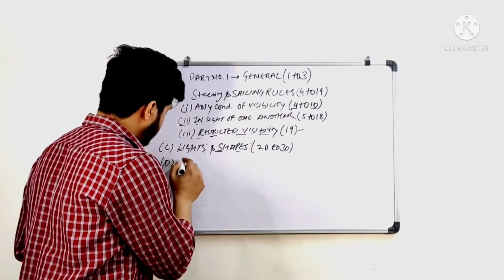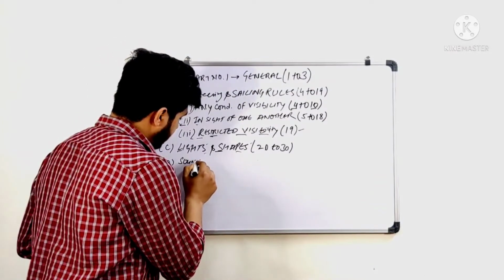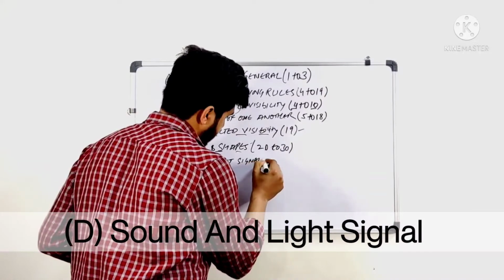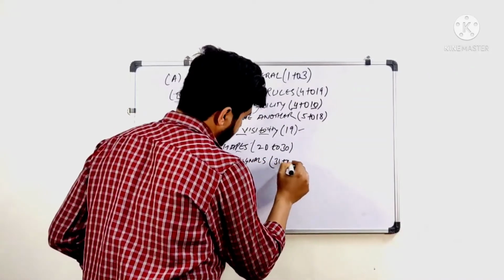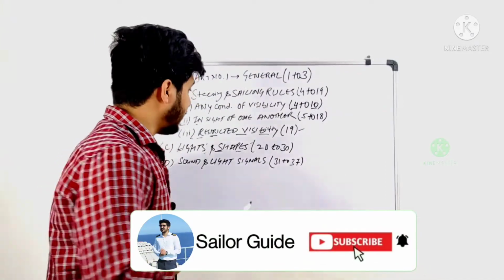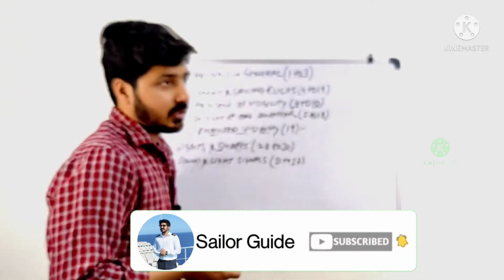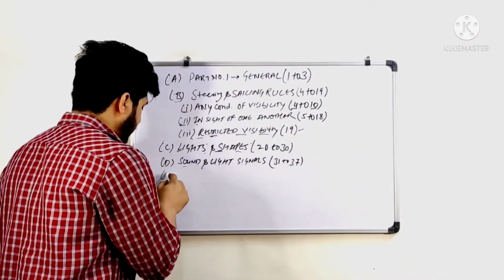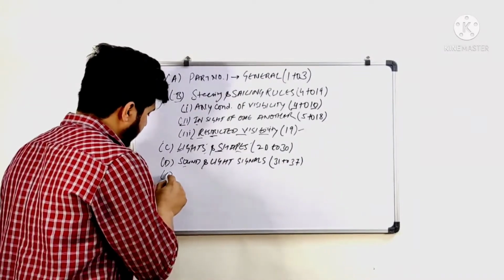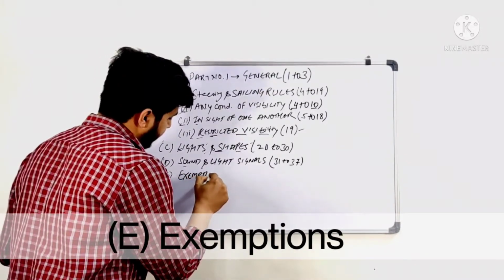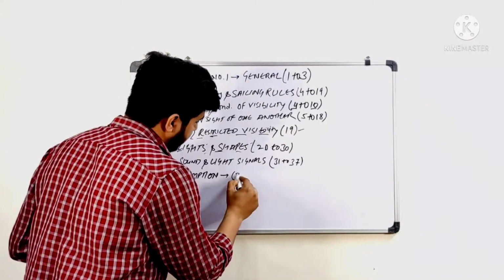Okay, the next part is sound and light signals, from rule number 31 to 37. These are the different sound and light signals a vessel shall exhibit while taking certain navigation actions. I'll explain it later in the videos, and we will go with the content only here. So the E part is exemption, which is the fifth part. It consists only of rule number 38.